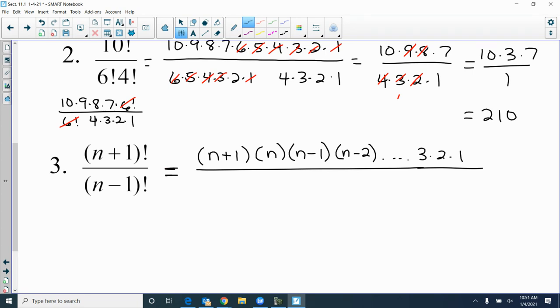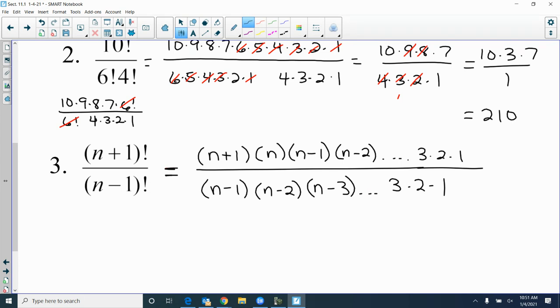All right, what would I put on the bottom? Think about that. First term would have to be what? Whatever we start with, it would be n minus 1. What would be my second term? You always do what? We always subtract 1. Well, what's n minus 1 minus another 1? n minus 2. What would be my next term? n minus 3. And then until I get down to 3, 2, and 1.